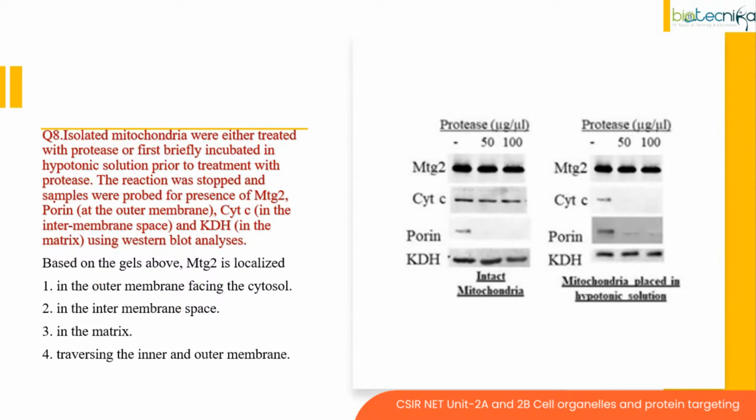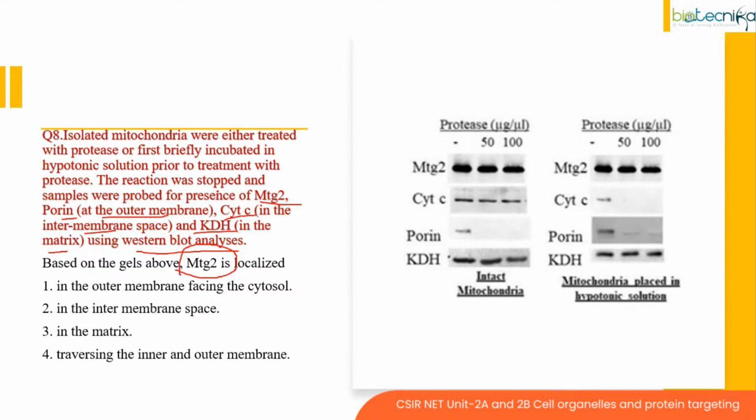Isolated mitochondria were either treated with protease or first briefly incubated in hypotonic solution prior to the treatment with proteases. The reaction was stopped and samples were probed for the presence of MTG2 protein, porin present at the outer membrane, cytochrome C present in the intermembrane space, KDH present in the matrix using Western blot analysis. Now, based upon the gels given over here, you have to identify the location of MTG2.